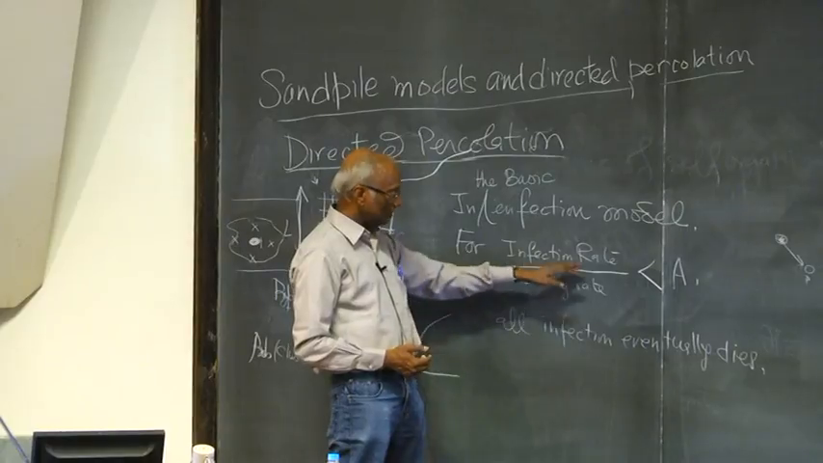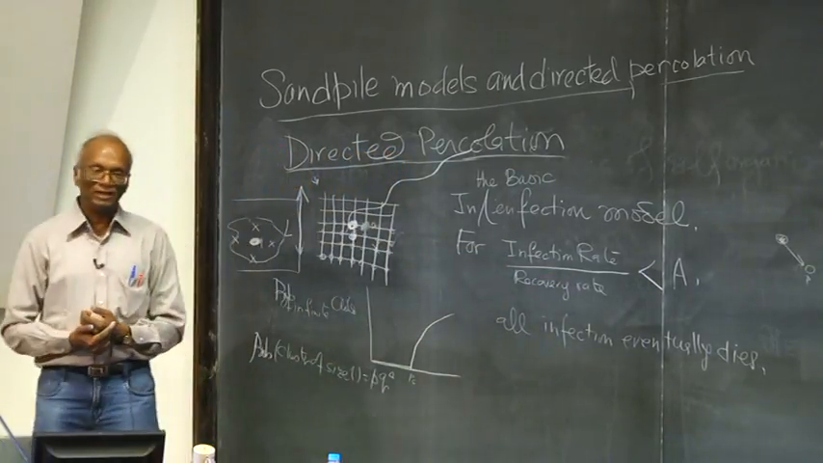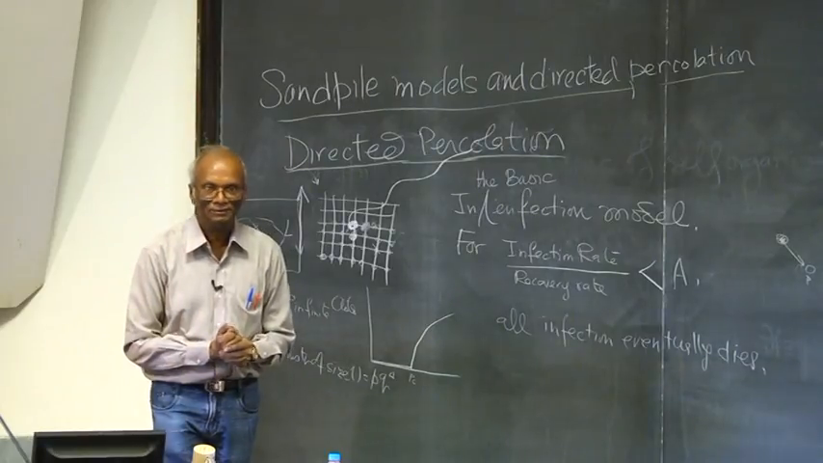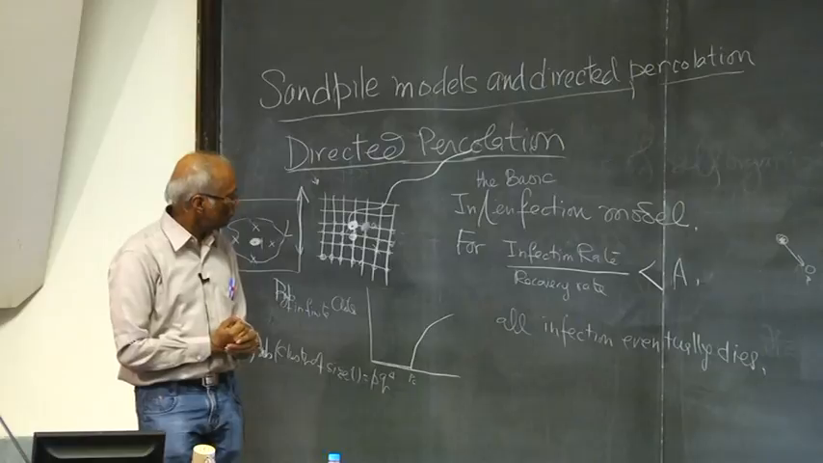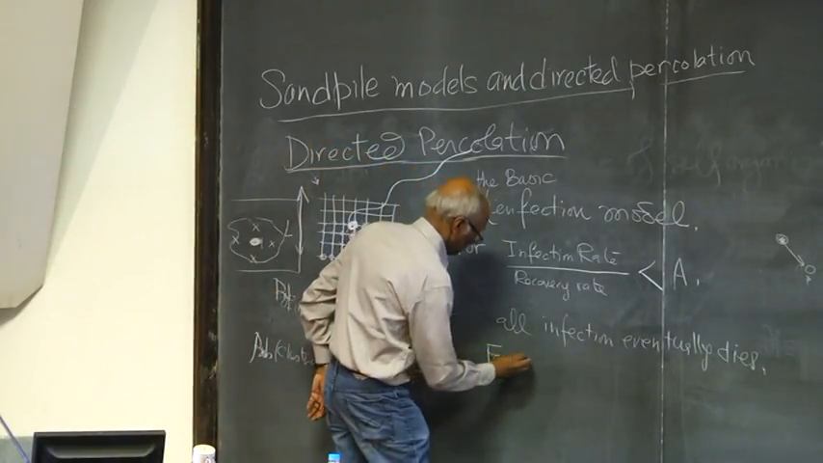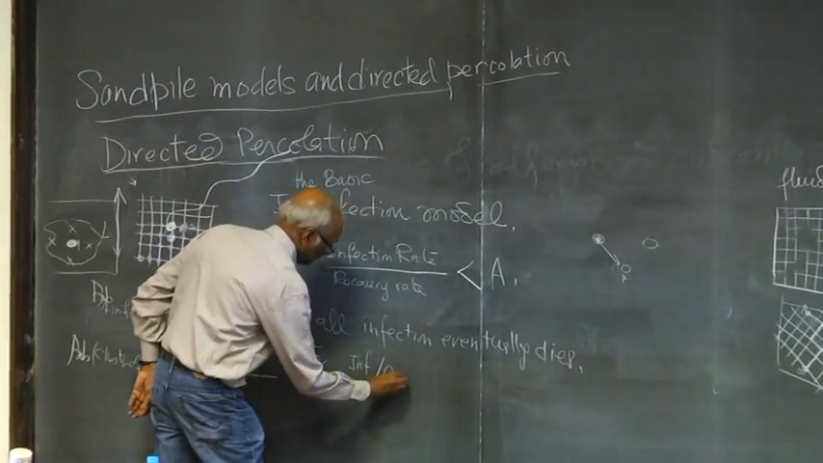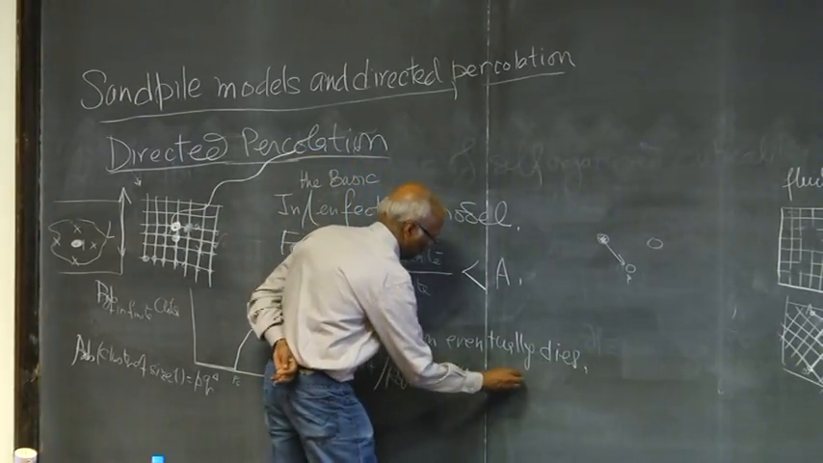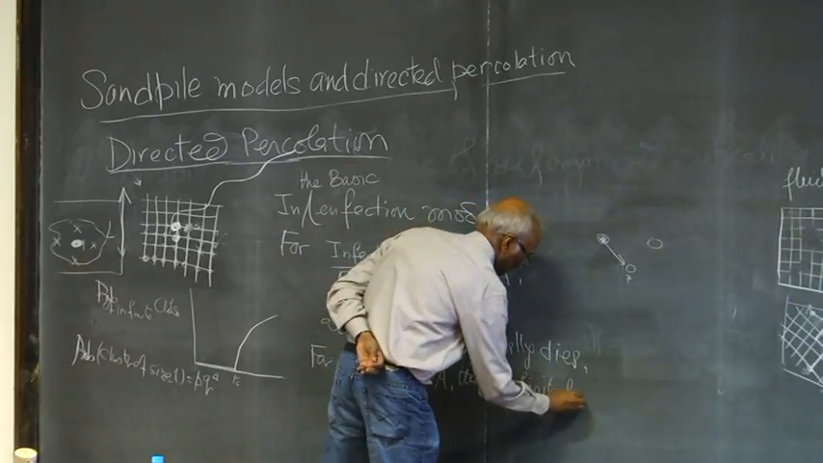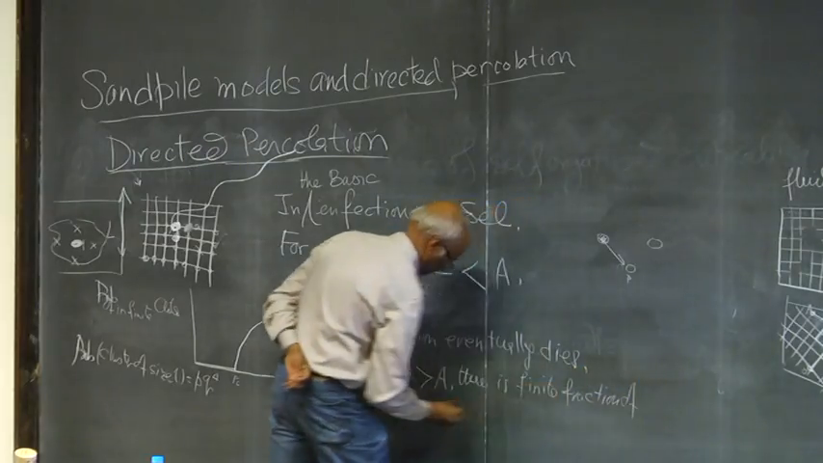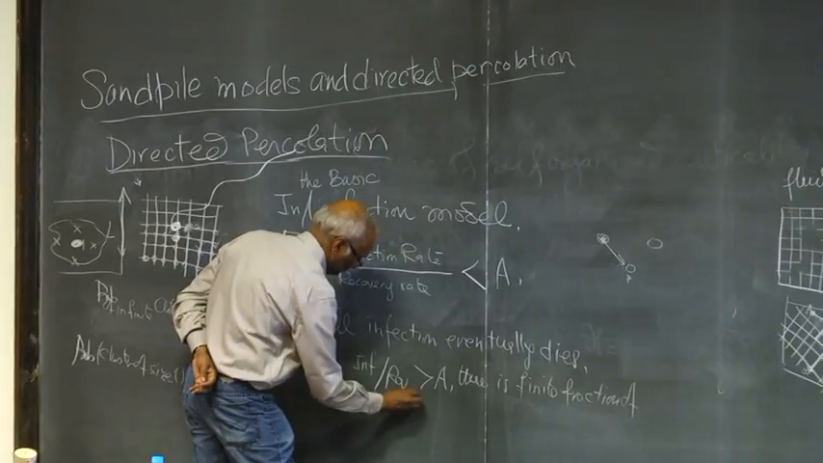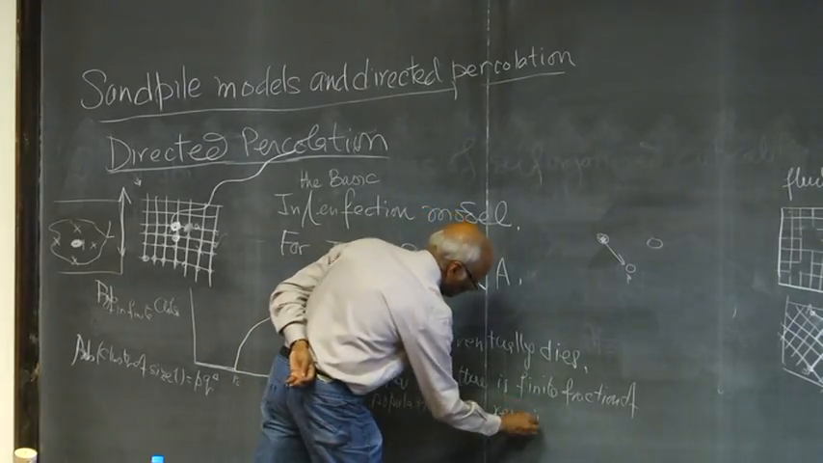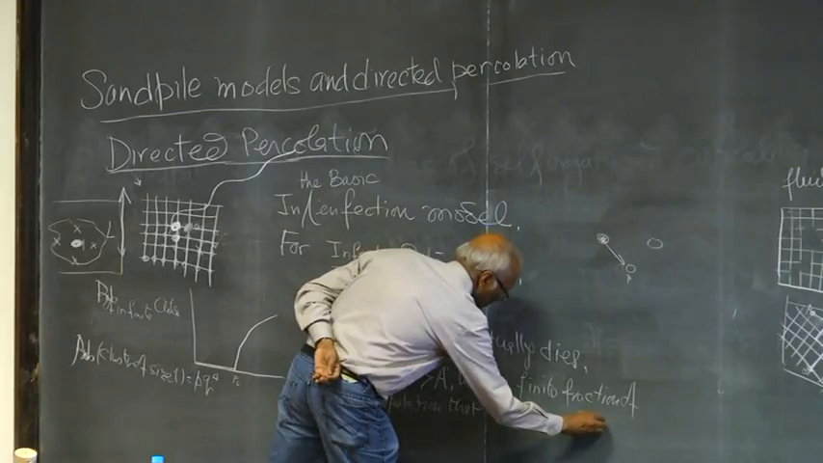And on the other hand, if the infection rate is high, you get into a state where there is a persistent infection. People can keep recovering, but in the population there is always a finite infection. Okay, so that is called, for infection over recovery greater than the critical value, there is a finite fraction of population that remains infected even at large times.